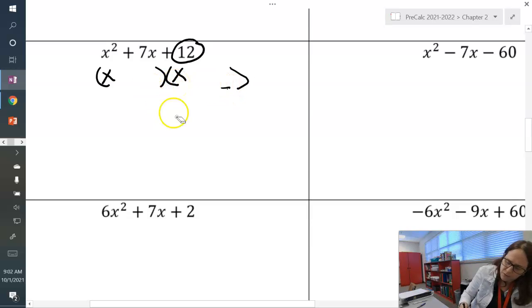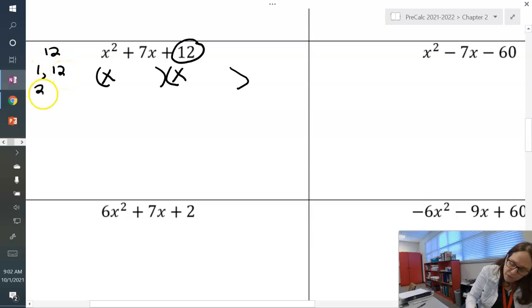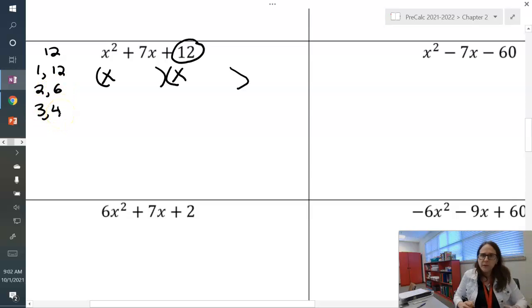So let's get our factors of 12. Just write down the first factor you can think of. So I do 1 and 12. Don't forget 1. And then we have 2 and 6, 3 and 4. Now stop here because your next factor will be 4 and 3. This is where it starts to duplicate, so you know that you've written down all the factors of 12.